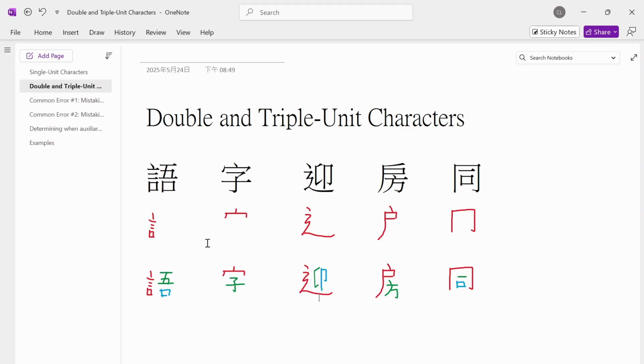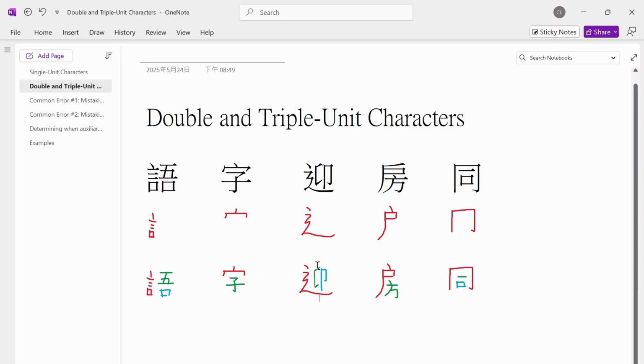Once you have determined the first unit, then you look at the remaining component. If you cannot extract another independent auxiliary shape or character, then you're done. Otherwise, repeat the same process. For Yu, we can split the remaining component into Ng and Hao. Therefore, this is a triple unit character. For Zi, we cannot split the remaining component, so this is a double unit character.